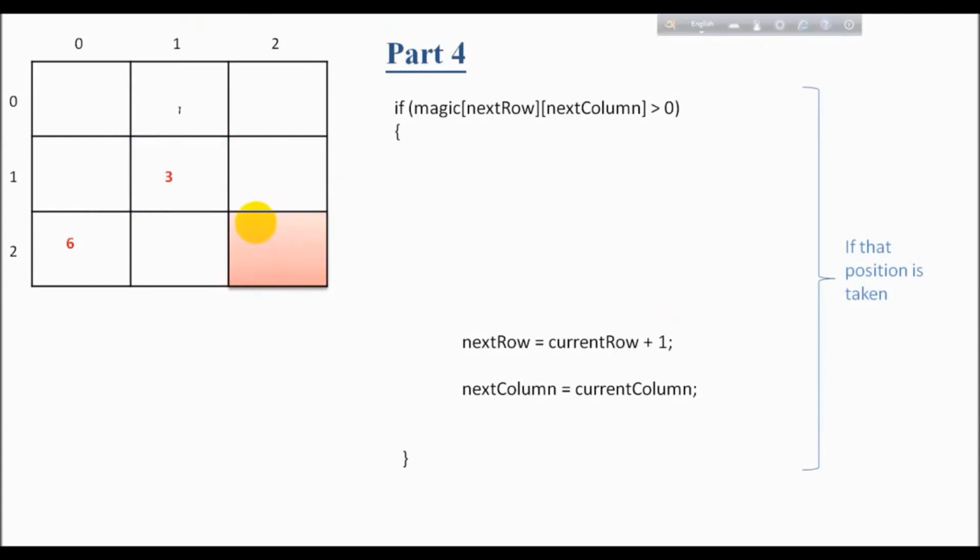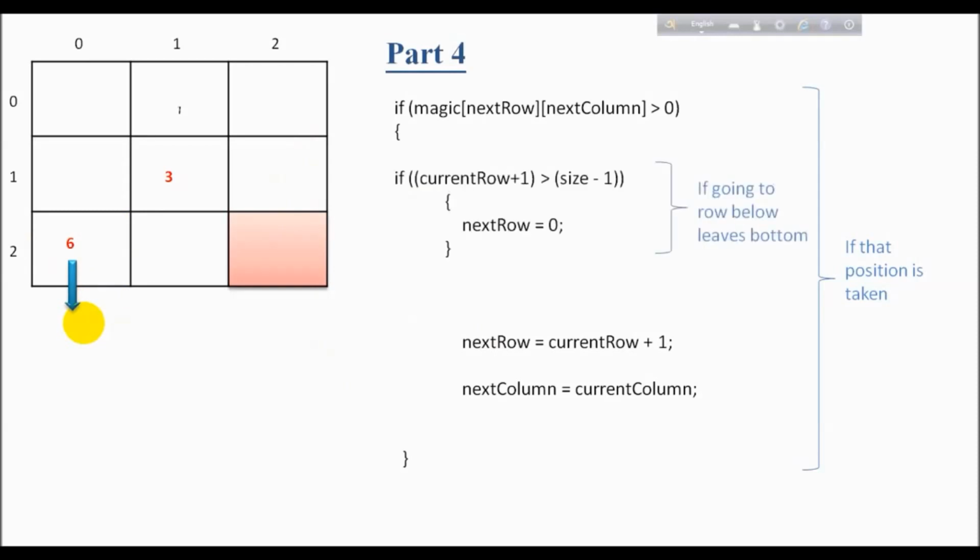Now imagine this scenario. We have put our number 6 in this place, and we need to find the next position for placing number 7. So according to the rule, we just need to go one step right and one step up to find our next position, and then we find out that the position has already been taken. So according to this rule, we just need to go one row below from our original position, but going one row below from our original position leaves the bottom.